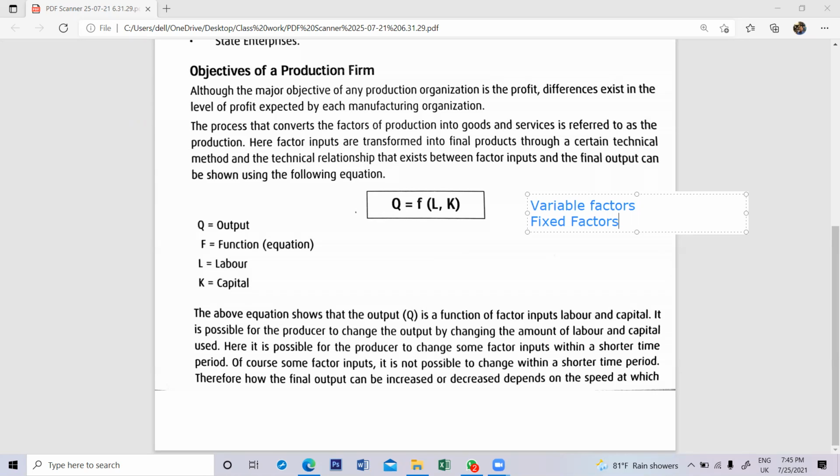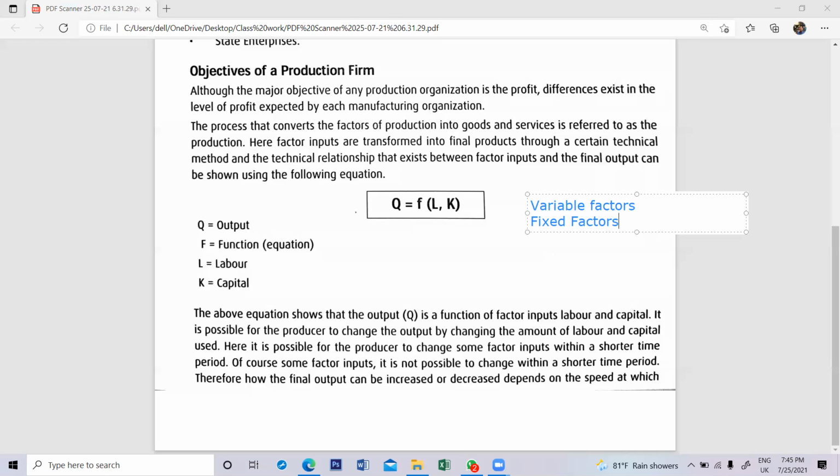So among variable factors in a production organization, workers are the major variable factor. If many workers are employed, they will produce a larger quantity. If they employ fewer workers, only a smaller quantity can be produced. That's how variable factors work.